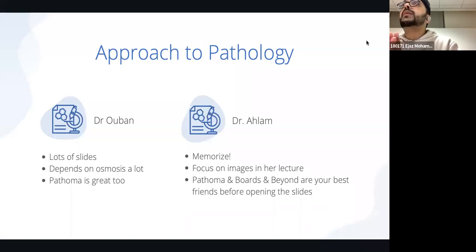Dr. Ahlam has a lot of pictures in her slides and she will bring the exact same picture in the final or the OSPE. So make sure that you pay attention to the pictures as well as the colored or bolded stuff in her slides, because 99 of her questions out of 100 will be from the pictures or the stuff that she bolded.